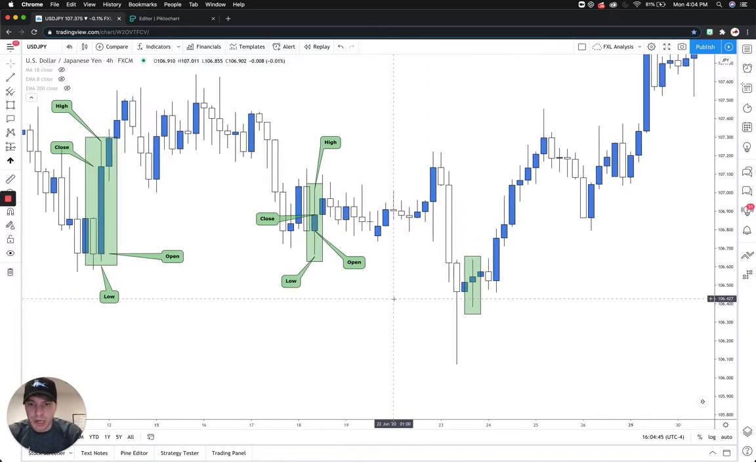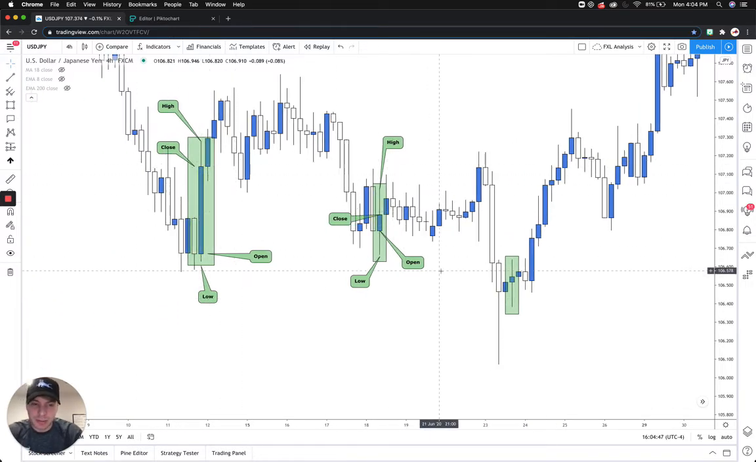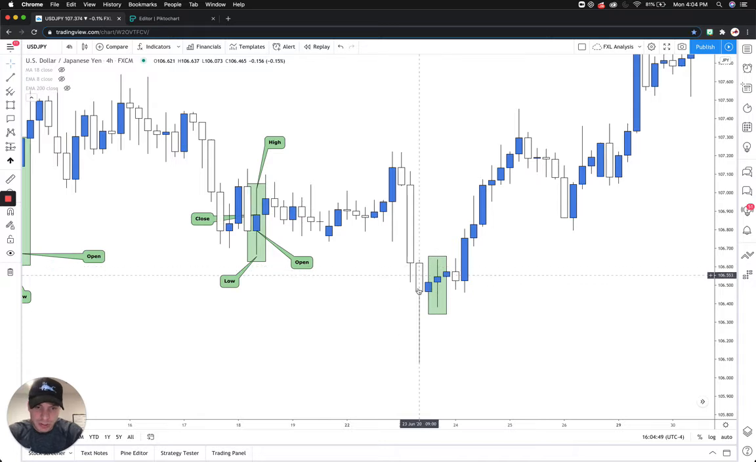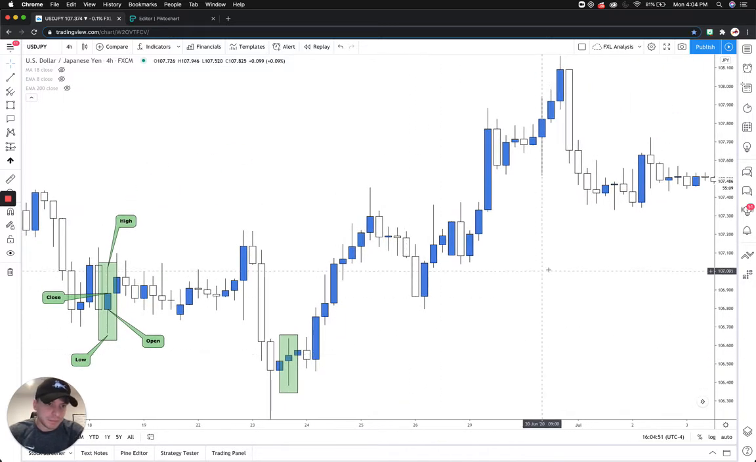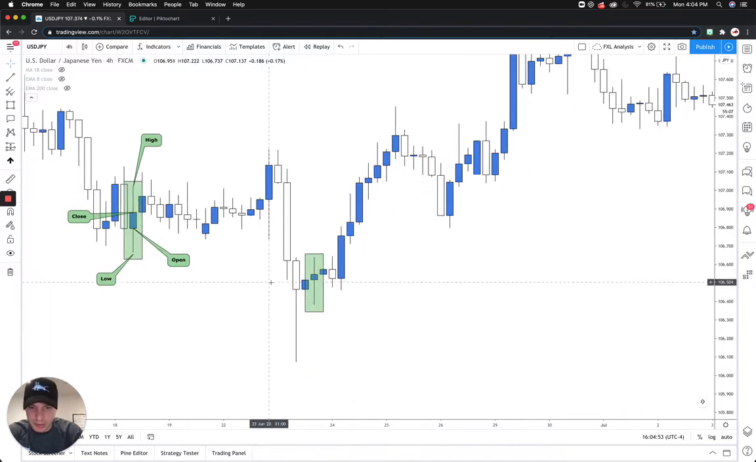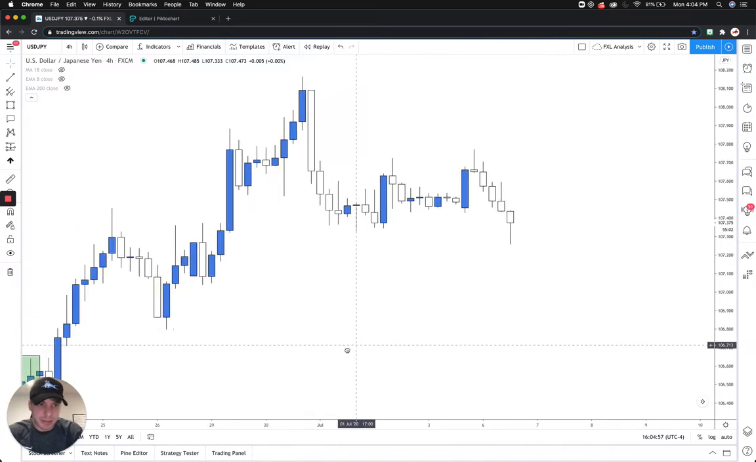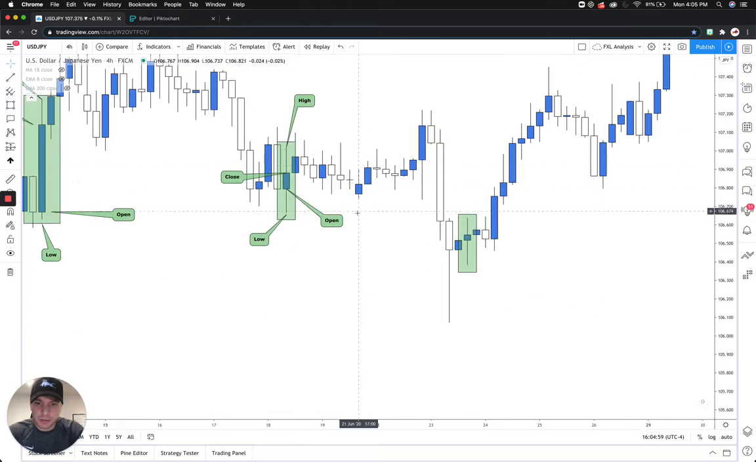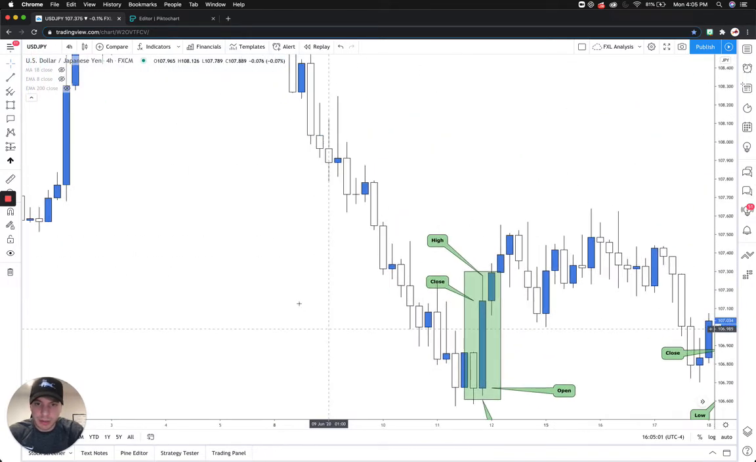When you do see giant wicks on large body candles, that's usually news stuff. So like this right here could have been news related. Huge wick to the downside, right? And then the body is relatively decent size, medium size. But normally I want to find another real quick, maybe news spike or something.